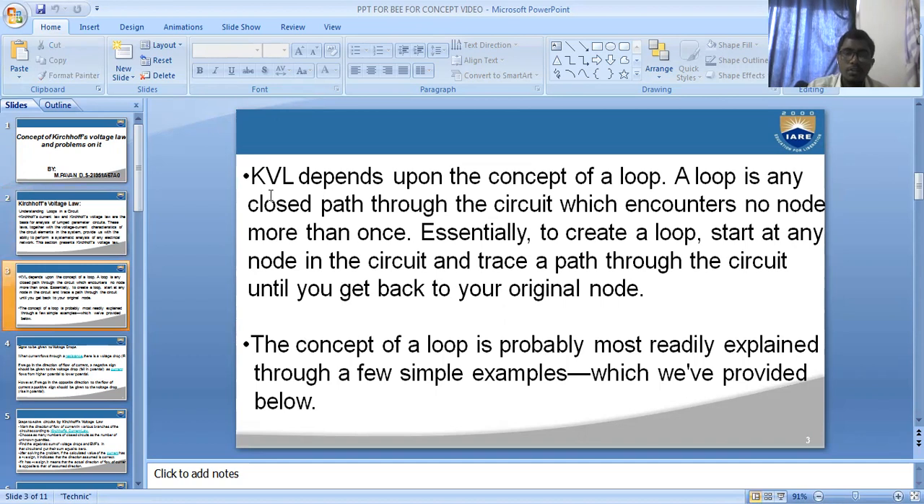KVL means Kirchhoff's voltage law depends upon the concept of a loop. A loop is any closed path around the circuit which encounters no node more than once. Essentially, to create a loop, start at any node in the circuit and trace a path through the circuit until you get back to your original node.